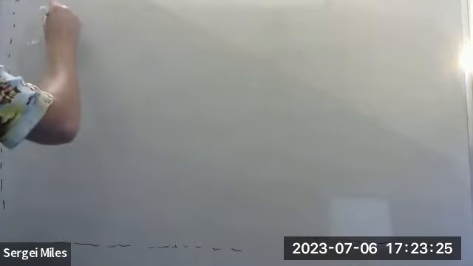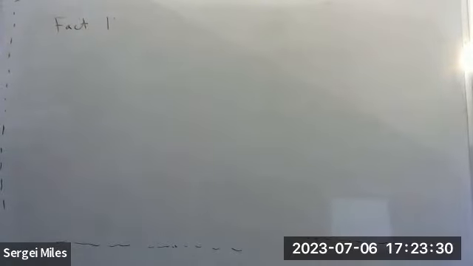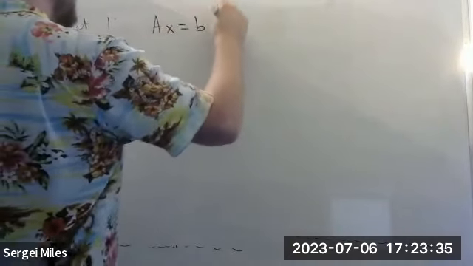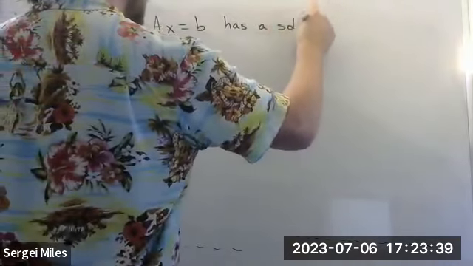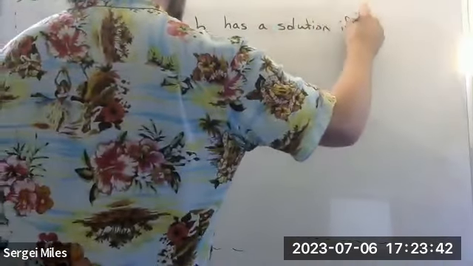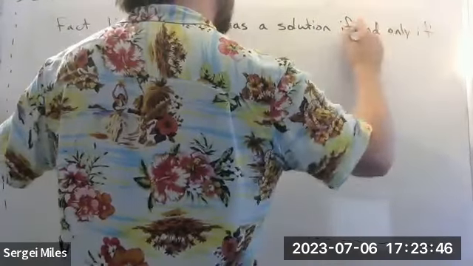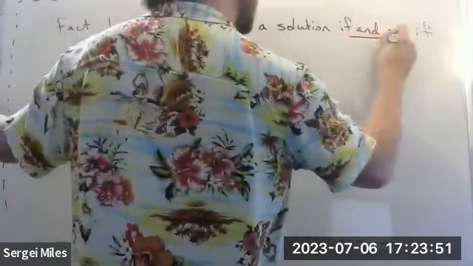Okay. First, before we do another example, let me just also note some other facts. Fact 1: Ax equals b has a solution if and only if. First, let me clarify, what does this language mean? What does if and only if mean?